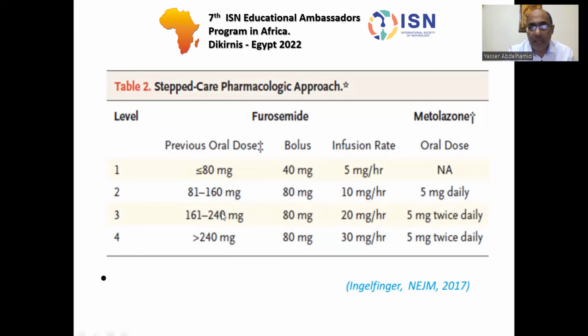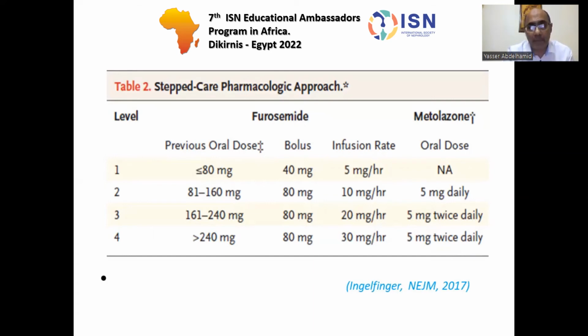If this is the dose of previous oral dose or previous infusion rate, if there is no response at this rate, at 10 milligram per hour, add 5. If there is no response, for furosemide 20, add 5. Add 5 twice daily, and for 30, add 5 twice daily. You will gain more effect, and you will gain a better diuretic effect.